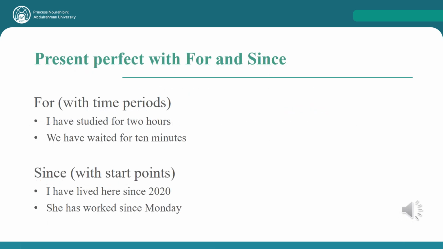We use the present perfect with for and since to talk about a situation that started in the past and continues now. We use for with a period of time. So an example of this would be, I have studied for 2 hours. We have waited for 10 minutes. 2 hours and 10 minutes are examples of periods of time.